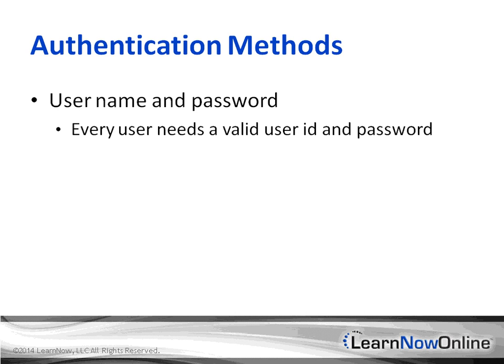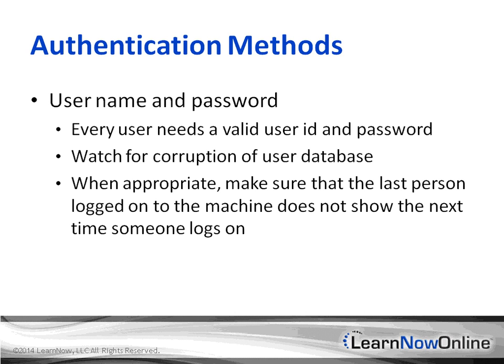Another thing that is recommended, especially in a domain environment, is that when you create a new user ID and password for someone, you check the box that forces them to change their password the first time that they log on. You want to watch for corruption of the user database. Things like users logging on as one person and getting connected as another person, or all of a sudden their user ID not working, can indicate a problem with the user database. And make sure the last person logged onto the machine does not show the next time someone logs on.